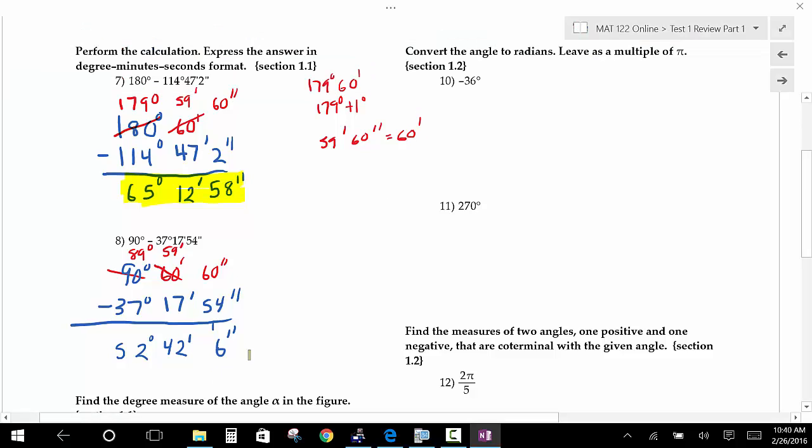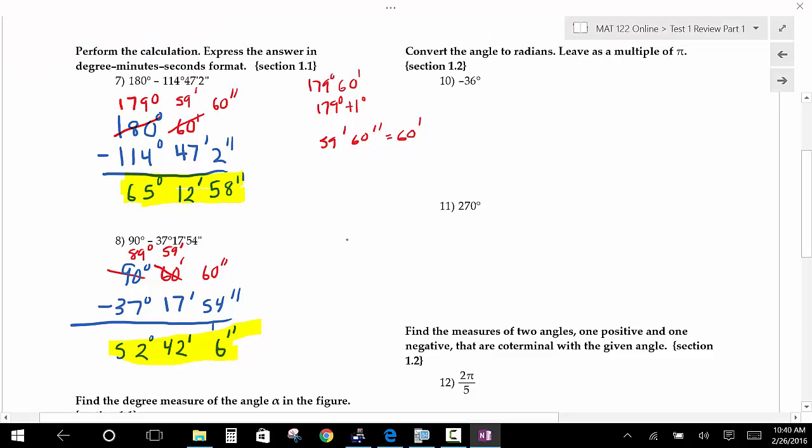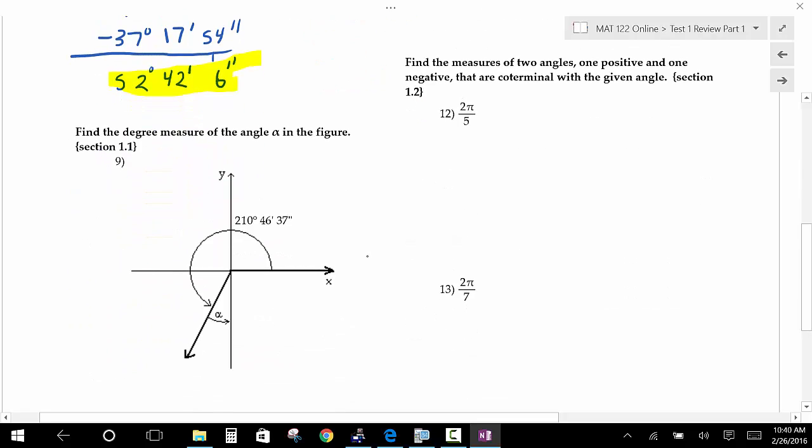So you want to be prepared to be able to do a little bit of regrouping like that without a calculator when angles are in degrees, minutes, and seconds. All right, moving down, the next problem is very similar. We're going to try to find the angular measure of this angle alpha. And the key thing on here is if you count this out, that's 90 degrees, that's 180 degrees, this is 270 degrees. So this thing is less than the 270.